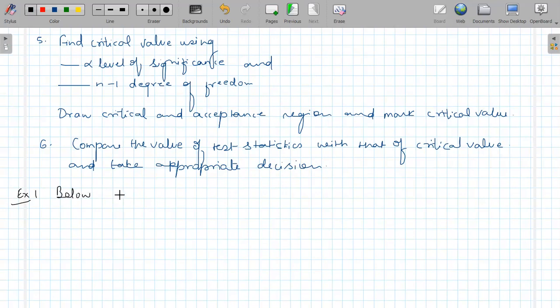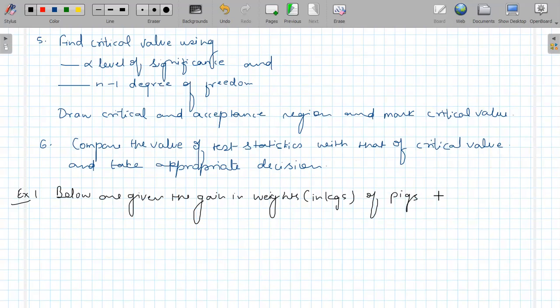Below are given the gain in weights in kgs of pigs fed on two diets A and B. Means a group of pigs has been given two types of diet and the gain in their weight is given to us for diet A and diet B.